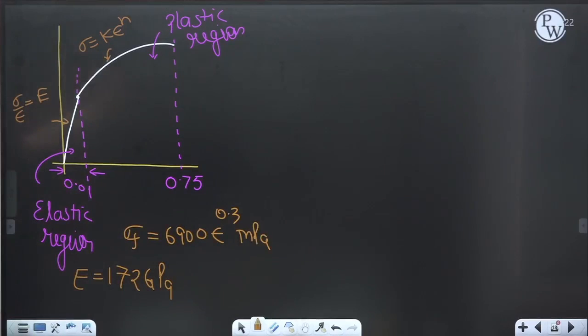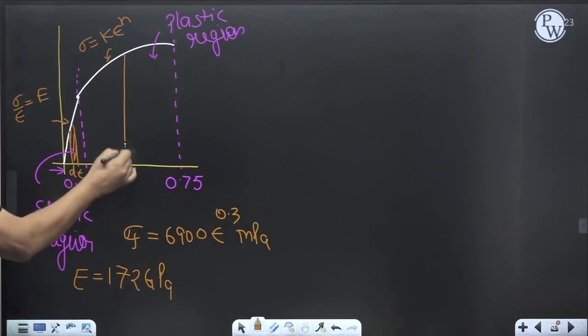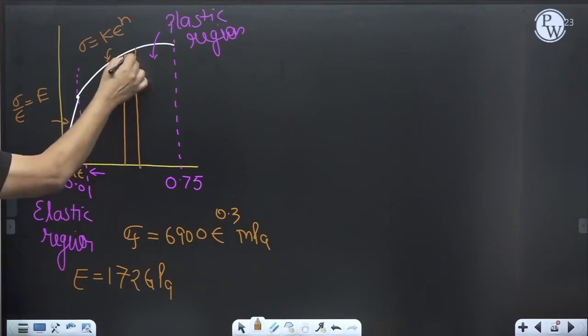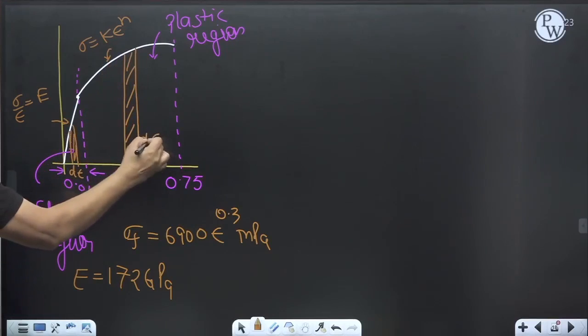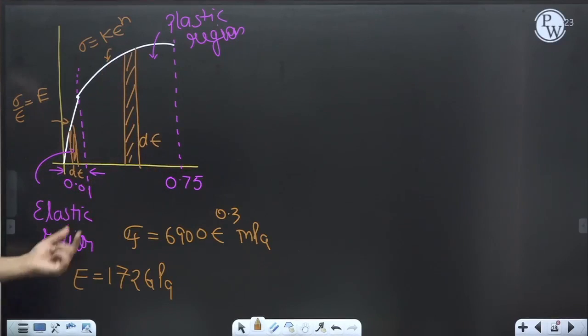Now we have to calculate toughness. Toughness means the area under this curve. How to calculate? This is the straight line and this is the curve. So take one strip d epsilon in the elastic region, and a strip of d epsilon in the plastic range, because in the plastic range the curve is different and in the elastic range the curve is different. Is that okay with everyone?